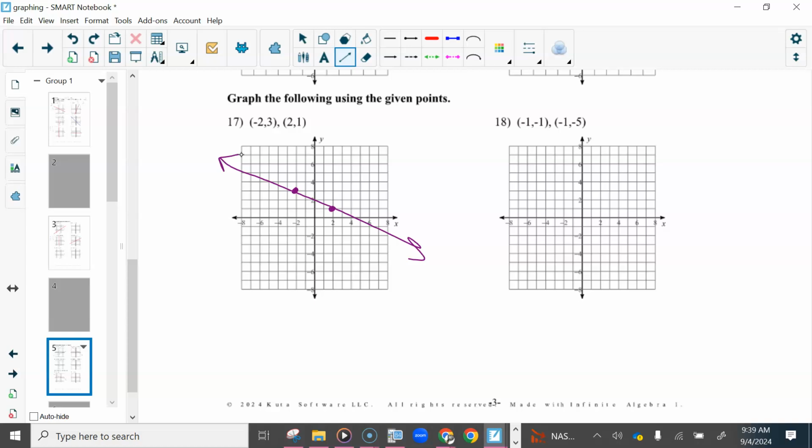Try 18. What is this going to give you? Vertical. That was not good. That's okay. You may have also seen you had the same x values in those points, and because the x values are always going to be the same, they're not going to change, that would also tell you we're going to have a vertical line, vice versa for the y's.